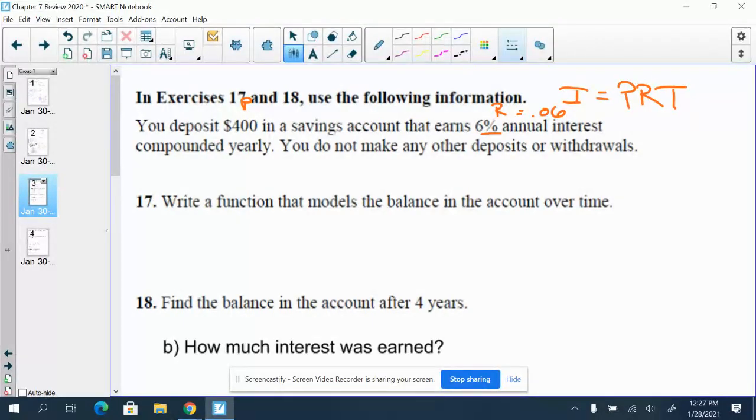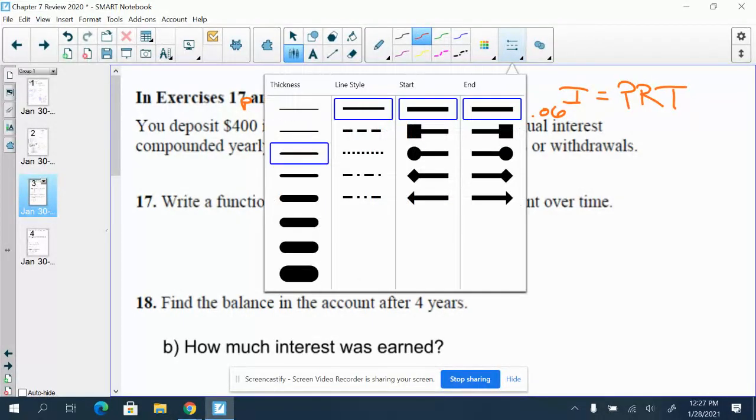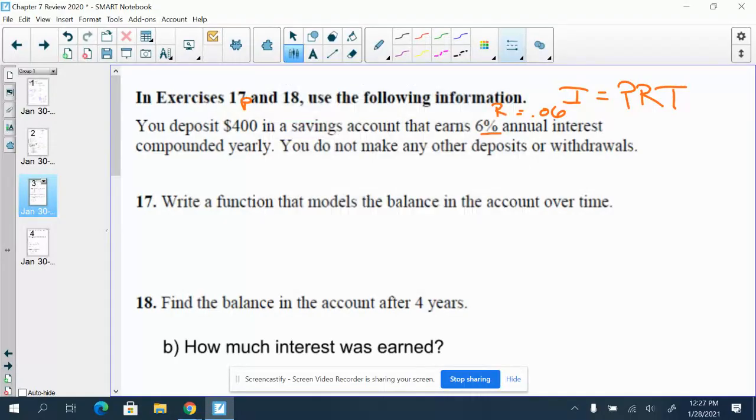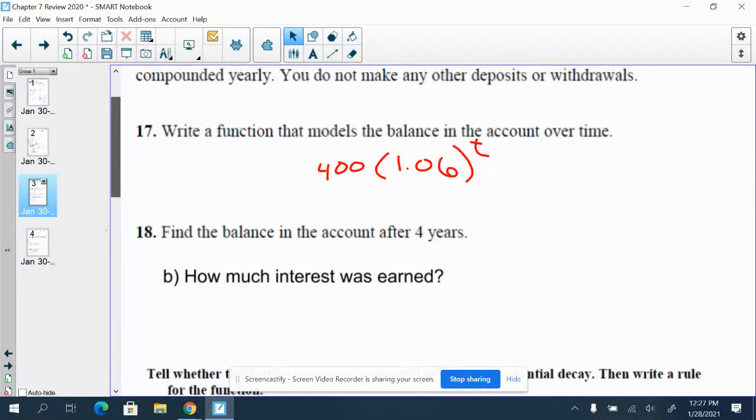Writing a function, basically, is a big way of saying write an equation for it. So it's going to be 400 times, now we do the rate, since it's growth, it's 1 plus that rate. So it's going to be 1.06, to the t power. Yeah, it's to t. And the next question is, well, what goes next?